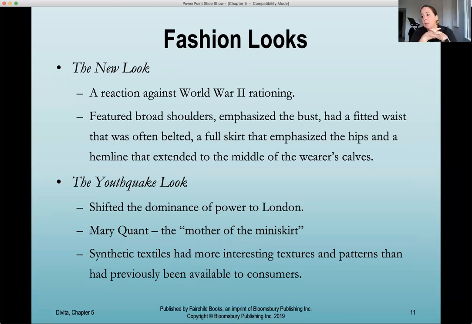The youthquake look, which means when it shifted the dominance of power to London. This is all about Mary Quant, the mother of the miniskirt, okay, synthetic textiles, more interesting textures and patterns that had been previously available to consumers. So this was really fun, rebellious, bright colors, patterns, kind of that 60s like go-go look.